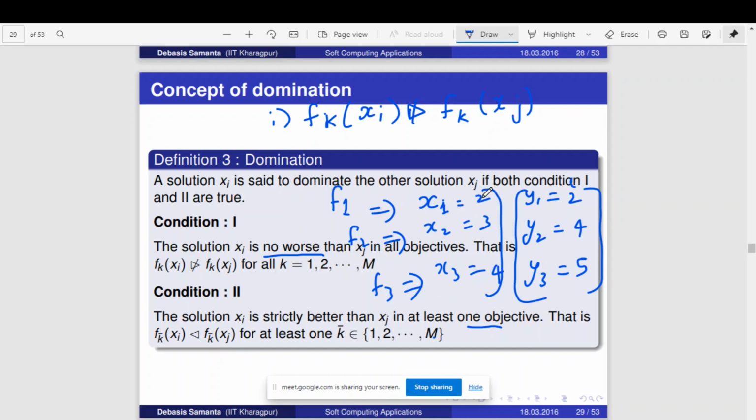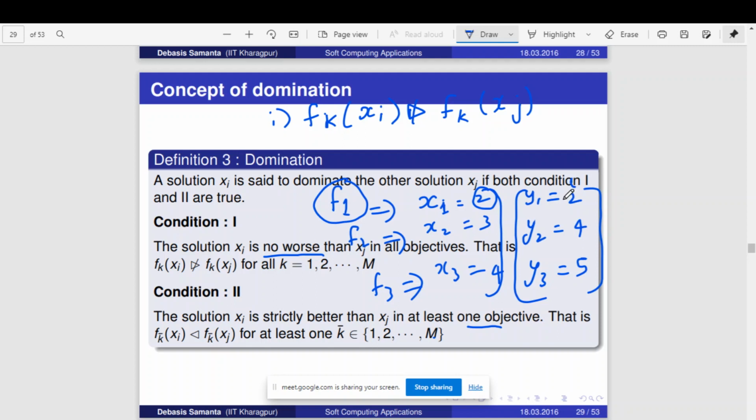Now if you see here, in case of the first objective function, could you say that x1 is better than y1? Both are equal. So how can you say that x1 is not better than y1, and y1 is also not better than x1? What we can say in this condition is that x1 is no worse than y1. That means they both can be either equal or x1 is better than y1.